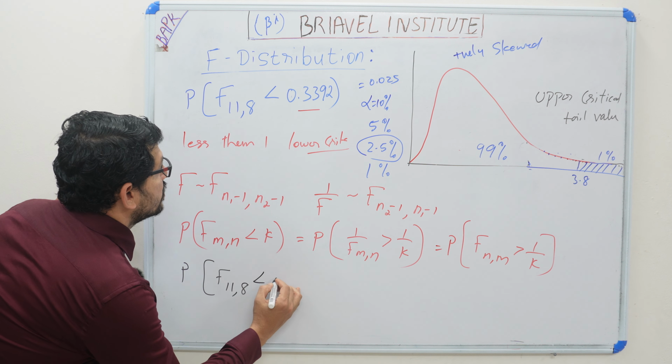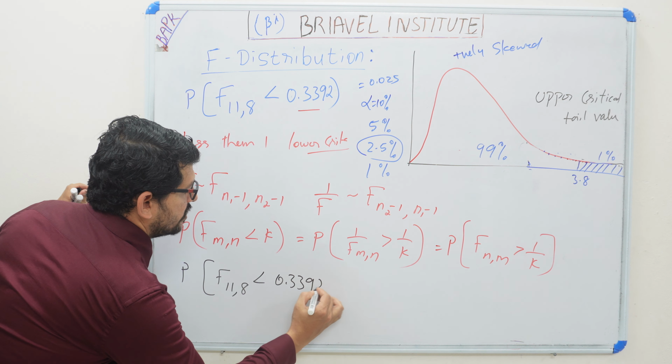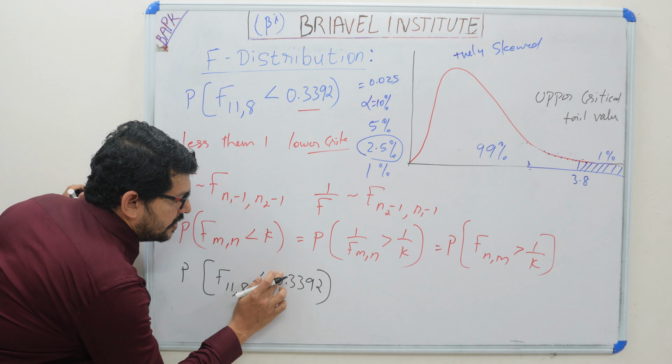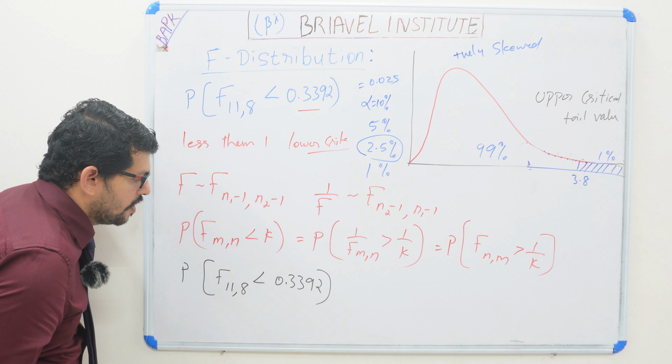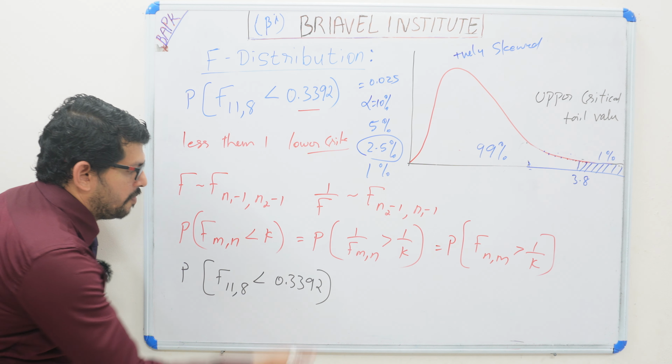It is less than 0.3392, so this value is less than 1. We understood it is a lower critical value. Now we are converting to the upper critical value.